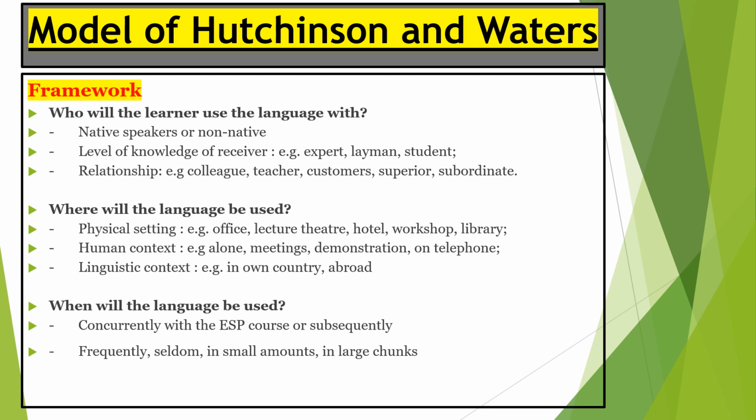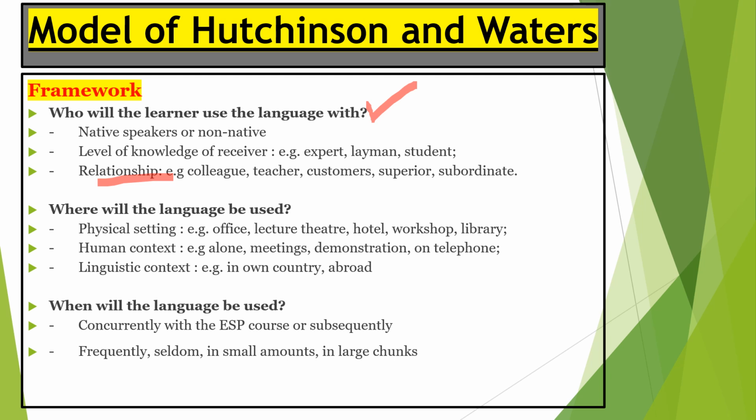Secondly, who will the learner use the language with? For example, they have to use the language with native speakers or non-native speakers, because when we know whether they have to use the language with native speakers, then they need to have a different kind of knowledge, language expertise. And if they have to speak with non-native speakers, then they need something somewhat different. And in this we also consider relationship, for example status, role, and social norms as well.